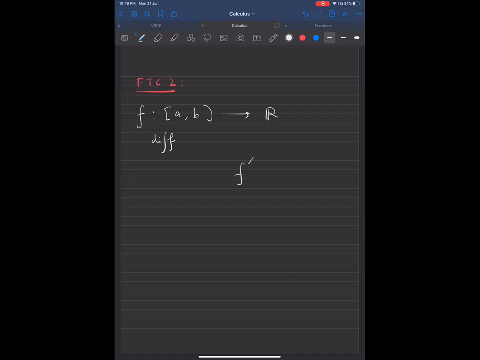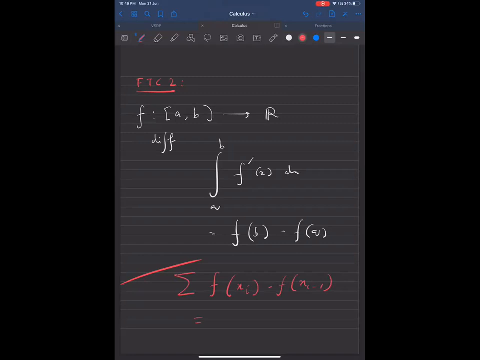Now what we do is we integrate the derivative, and this gives us f(b) minus f(a). This is a simpler version. So I will just state the discrete side of it. Suppose you take f(x_i) minus f(x_{i-1}) and sum them. What do you get? You get f(x_n) minus f(x_0). This is what is happening in a continuous pattern. This is the idea of the fundamental theorem.